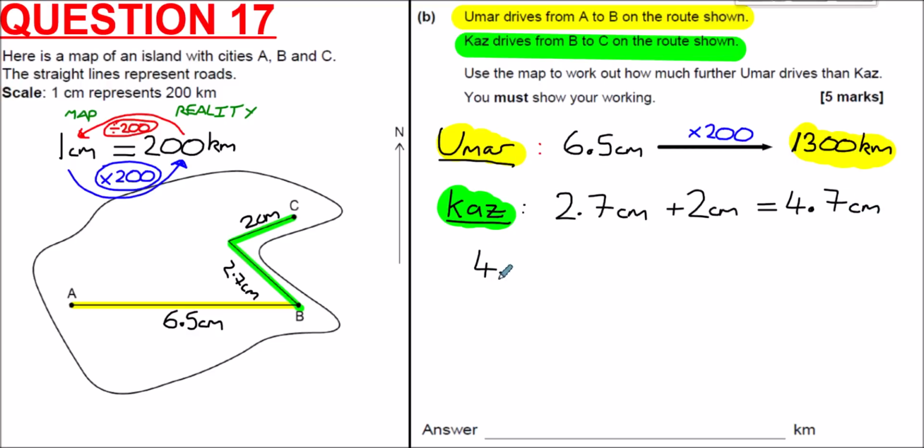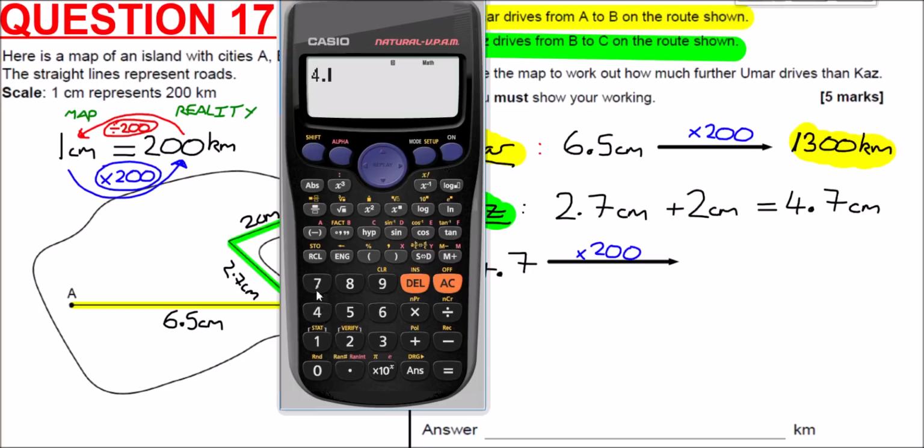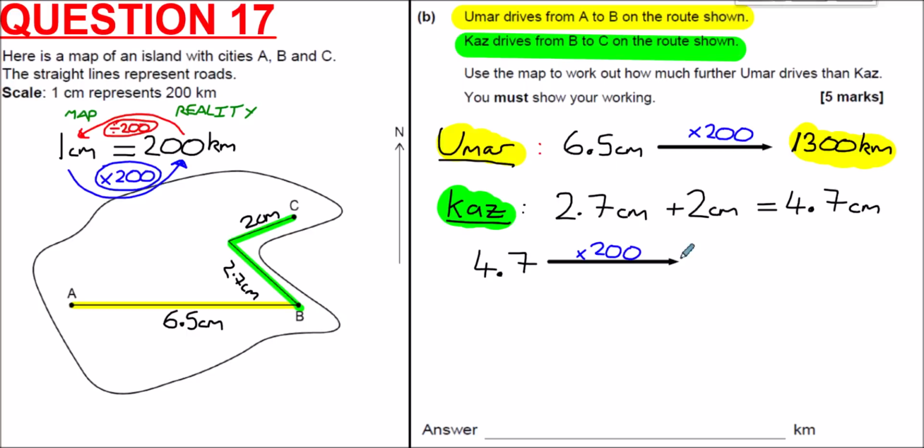So we need to convert from centimetres to kilometres, again using the same scale factor. It's the same map we're using, so it's going to be the same scale factor. To change from centimetres to kilometres, we need to multiply by 200. 4.7 multiplied by 200 gives us 940. And so Kaz must travel 940 kilometres. If the map's to be trusted, of course, which it should be.